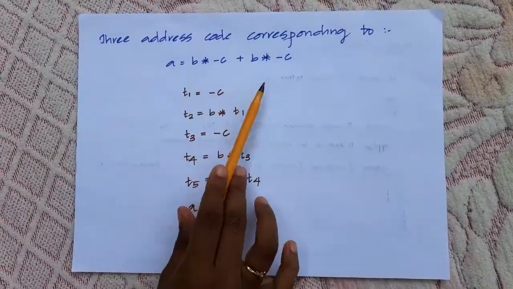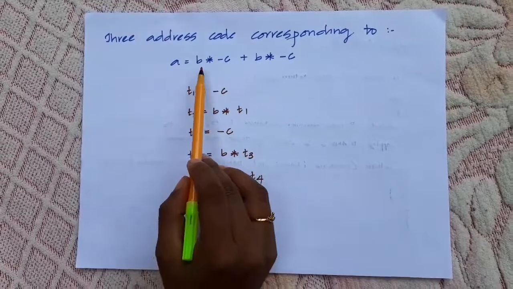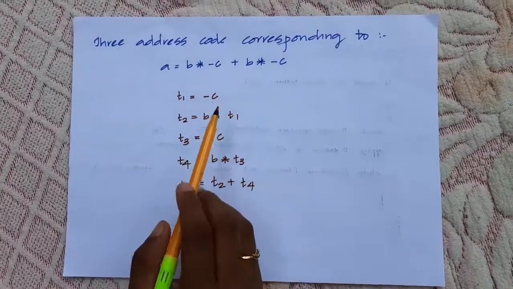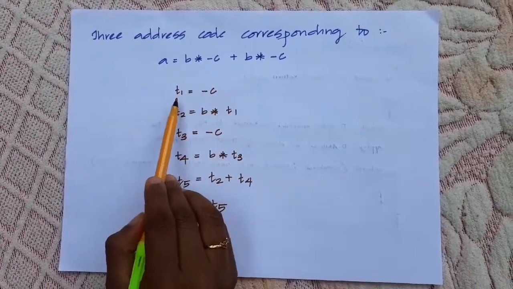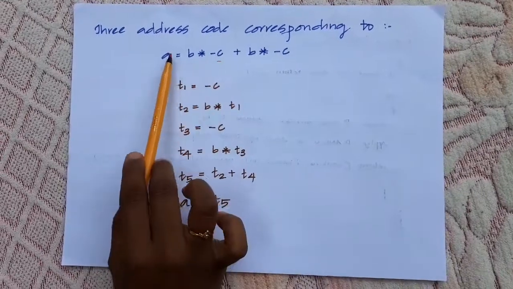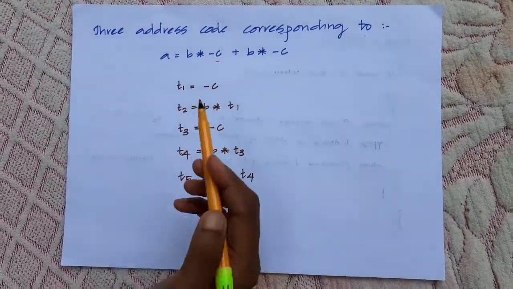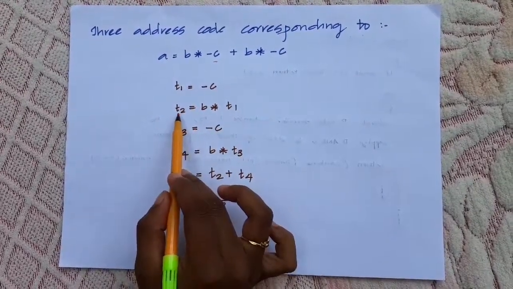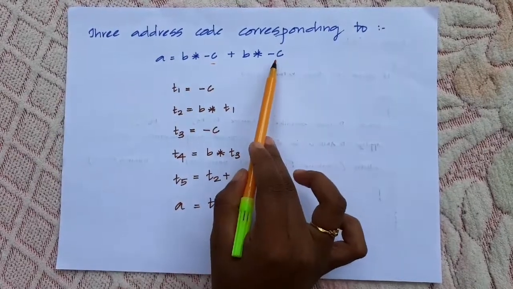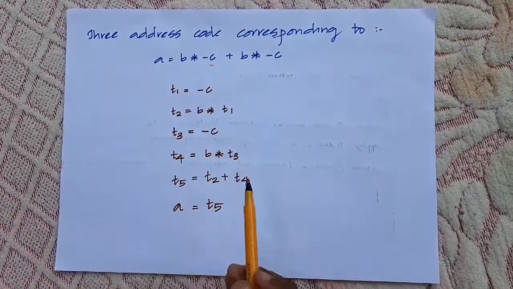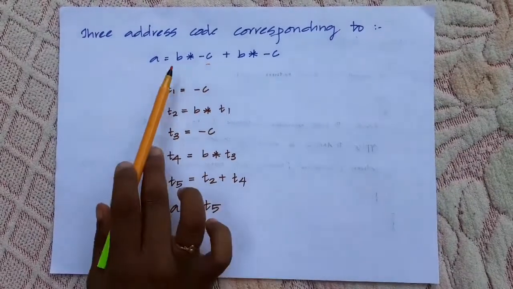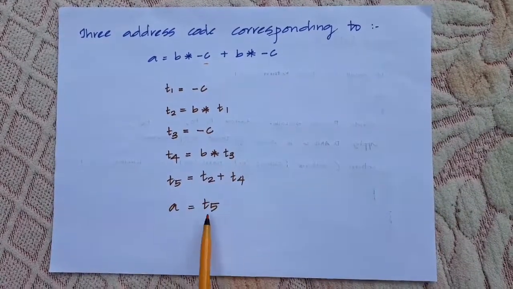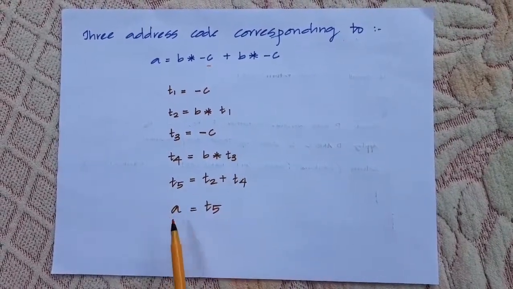We have to generate the three address code for the expression A = B * -C + B * -C. Here the unary minus has the higher priority, so we assign -C to a temporary variable T1. Then we calculate B * -C. Since -C is in T1, we write it as B * T1 and assign it to T2. Now we assign the unary minus of C to a temporary variable T3, and then B * T3 to T4. Then we add the two together, that is T2 + T4, and assign it to T5. Finally T5 is assigned to the variable A.